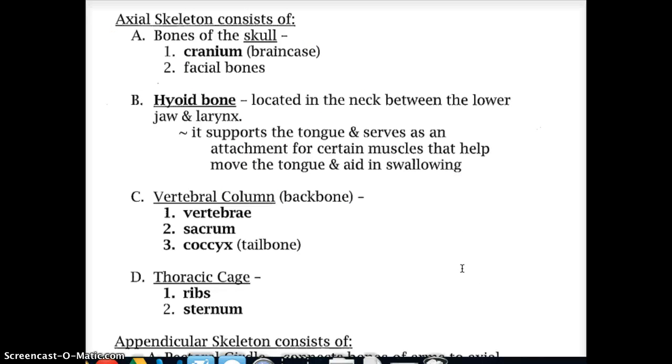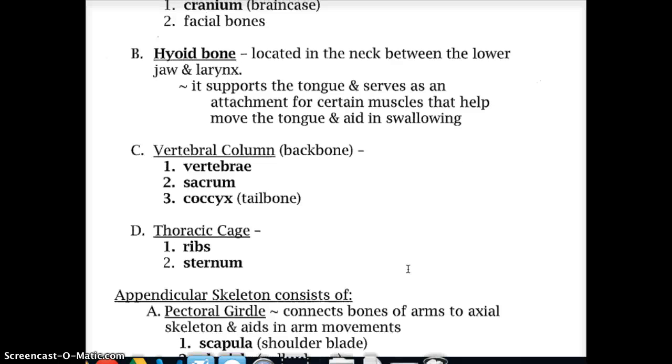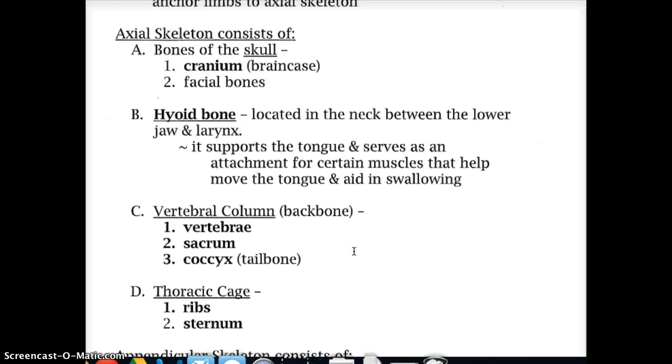So you have the bones of the skull, which are your cranium and facial bones, the hyoid bone between your lower jaw and larynx, your vertebral column or backbone made of vertebrae, which you made with your hallway skeletons, the sacrum and then coccyx, and then of course your thoracic cage or rib cage, where we've got protection, your ribs and sternum surrounding your heart and lungs. Okay, so those are the bones of your axial skeleton.